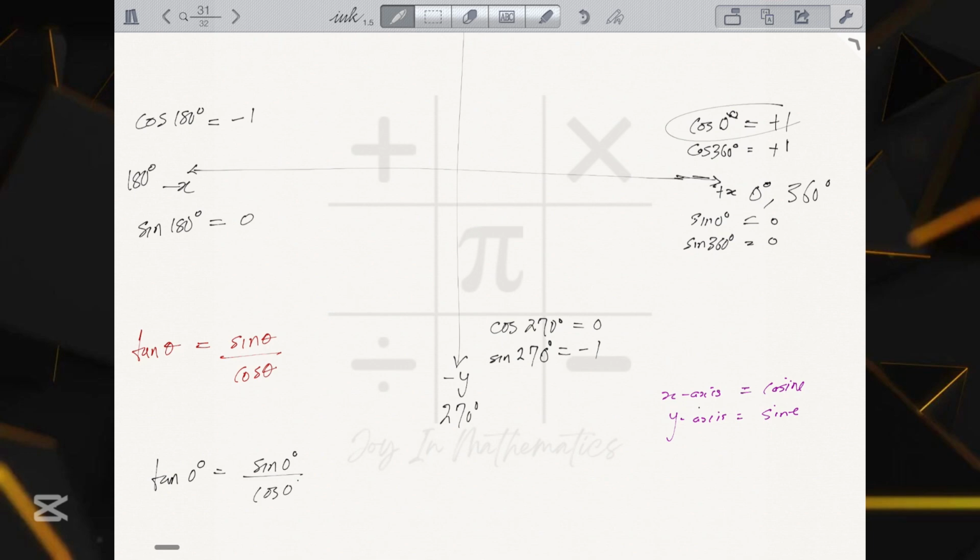Cos 0 degrees is equal to 1. So we have 0 divided by 1, and this means we will have that tan 0 degrees is equal to 0.